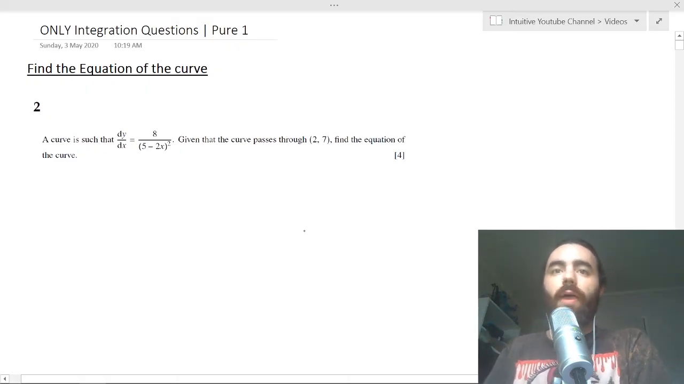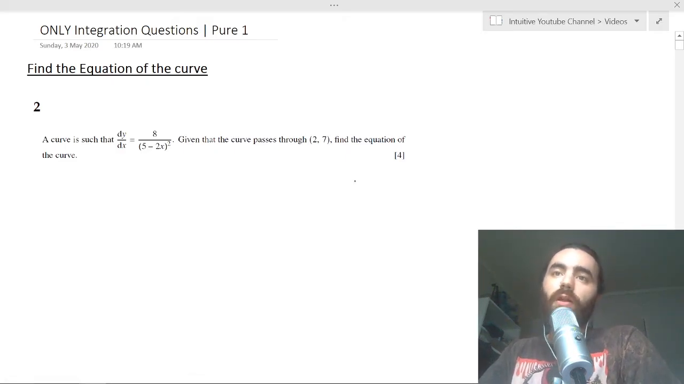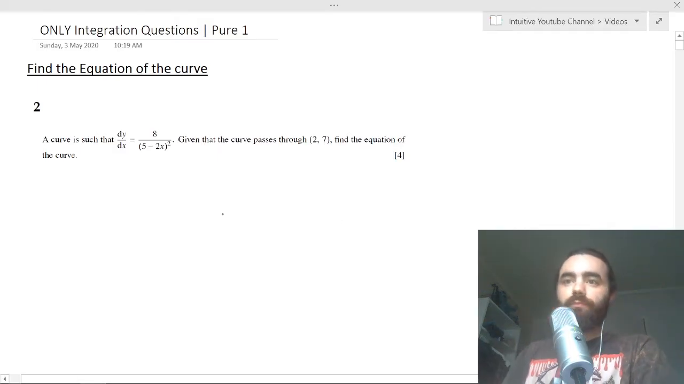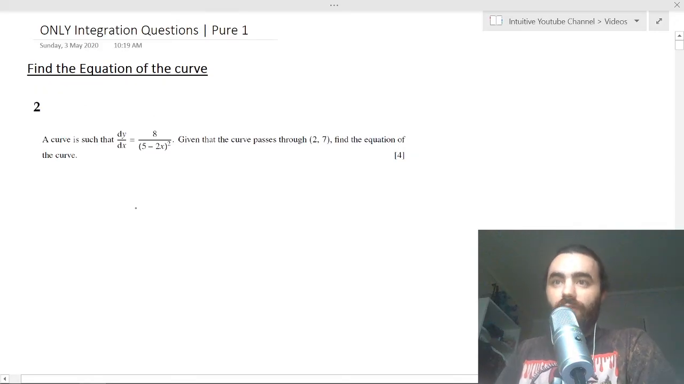So let's just do that. And we're going to do two from each section. So two questions from the find the equation of the curve part of the integration, two from find the area, and two from find the volume. So let's begin with, so this is extracted from the worksheet.